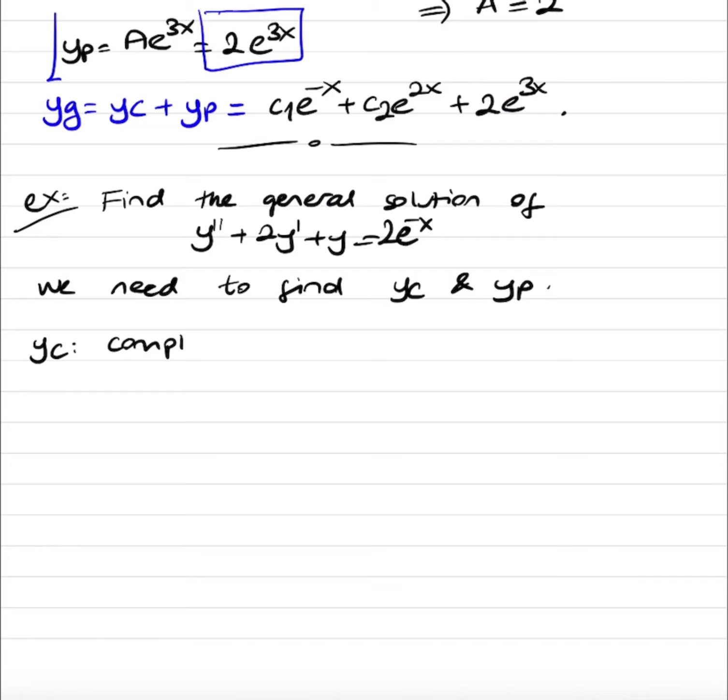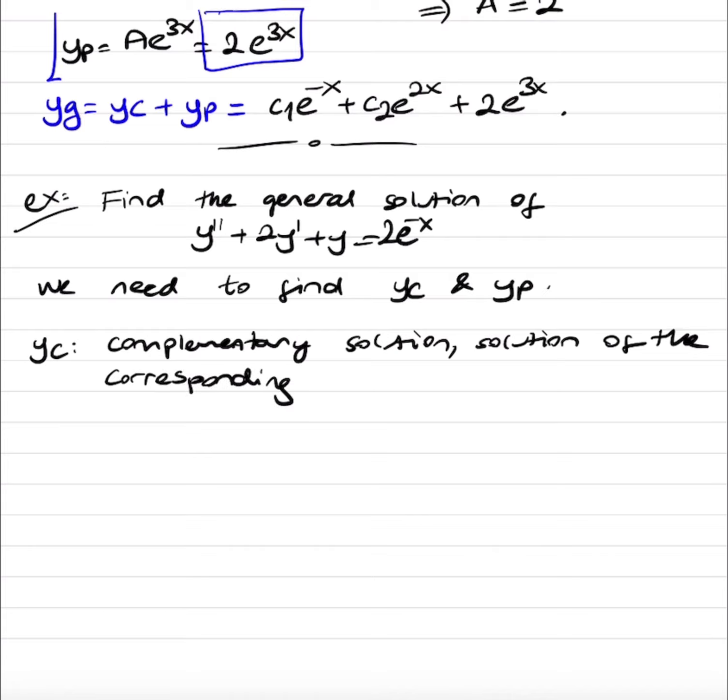So this is the complementary solution. It is the solution of the corresponding homogeneous part. What is the corresponding homogeneous part? It is y double prime plus 2y prime plus y is equal to 0. So we take the equation and make it equal to 0. Okay, what is the characteristic equation?